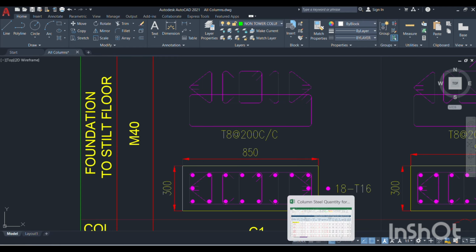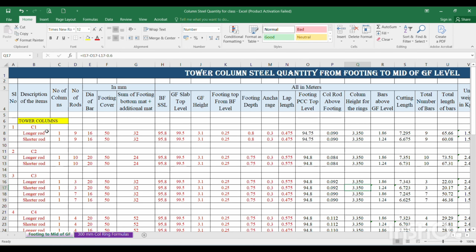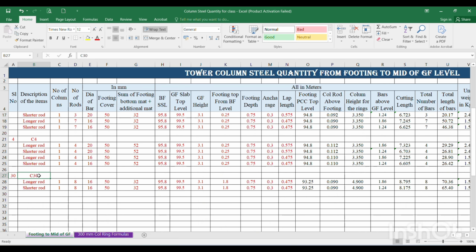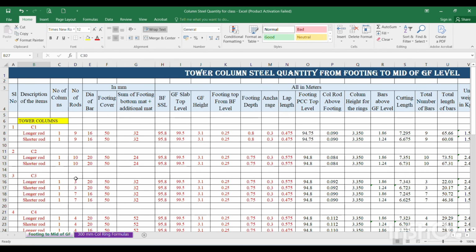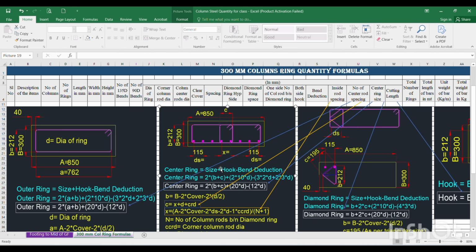In the last class, I explained for the columns C1, C2, C3, C4 and one more, C30, the main rods. We calculated the height of the column main rods, which I explained in the previous class. In parallel, for the respective columns we need to calculate the column rings also.